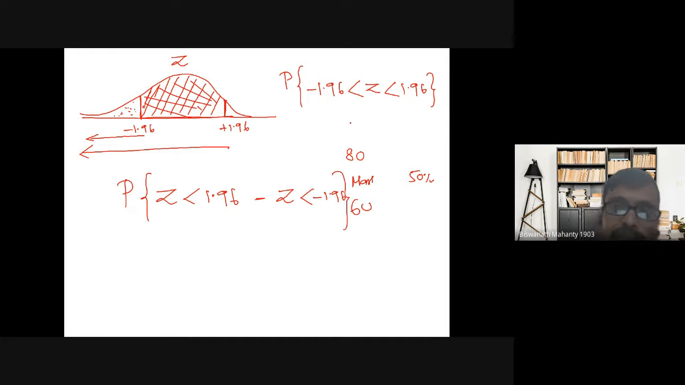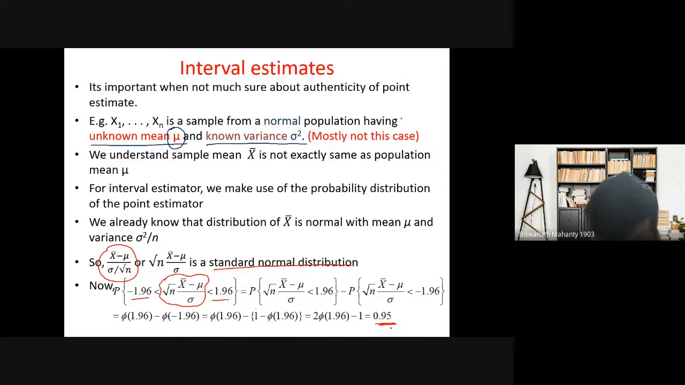Can I speak like that? Same thing I will be speaking. Whole area less than this, minus area less than minus 1.96. These two concepts are added here. So we are speaking only the same way. You see, probability of this part less than this, minus probability of this part. Now the probability of Z less than this means I know the probability that Z is less than 1.96. That value I can find from the phi distribution, and this value is coming 0.95.